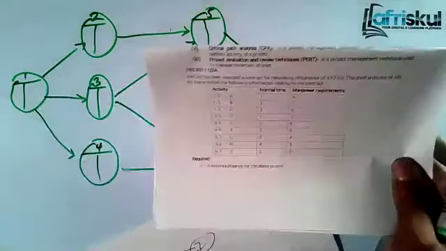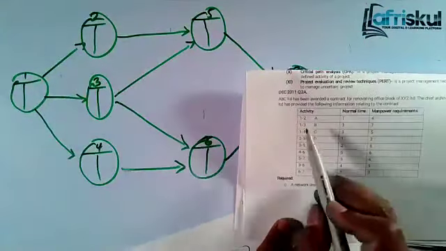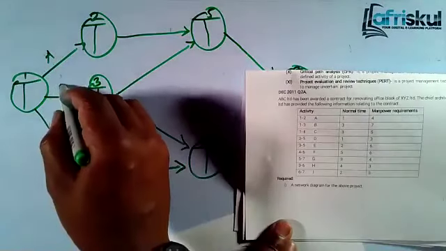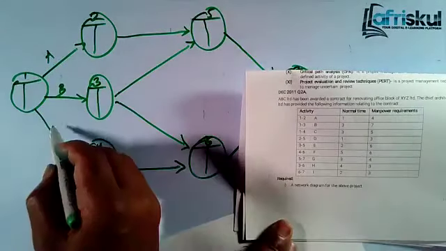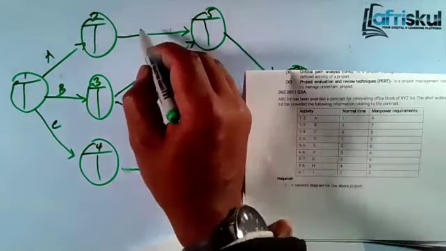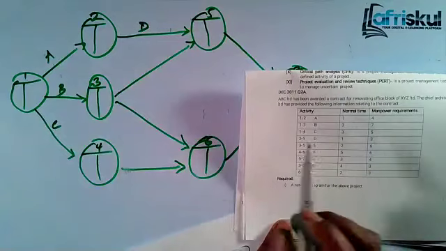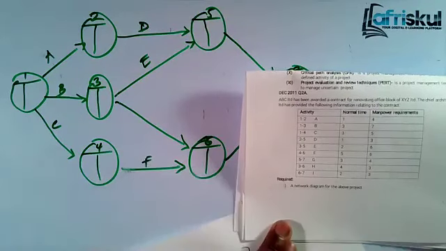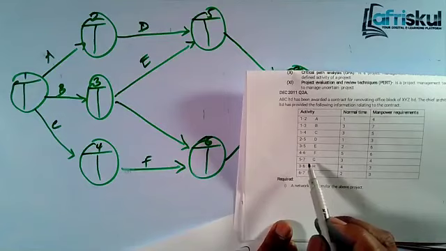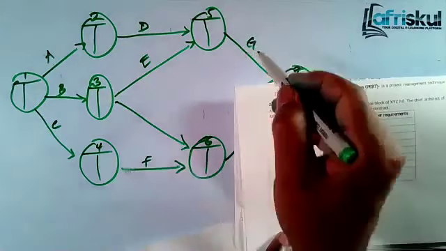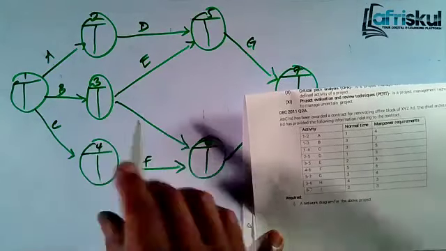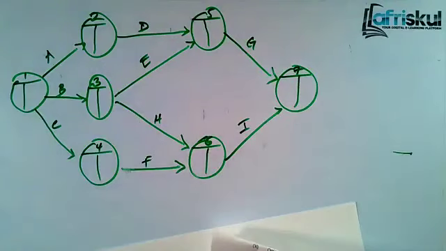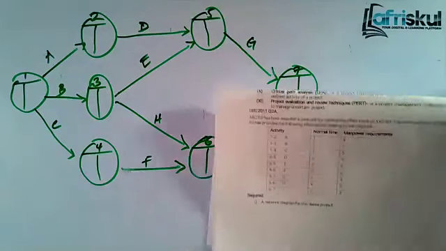Also, from the question, you are told that 1 to 2 is activity A, 1 to 3 is B, 1 to 4 is C, 2 to 5 is D, 3 to 5 is E, 4 to 6 is F, 5 to 7 is G. Then we have 3 to 6 is H, and lastly 6 to 7 is I. To include that, now you can include the time.